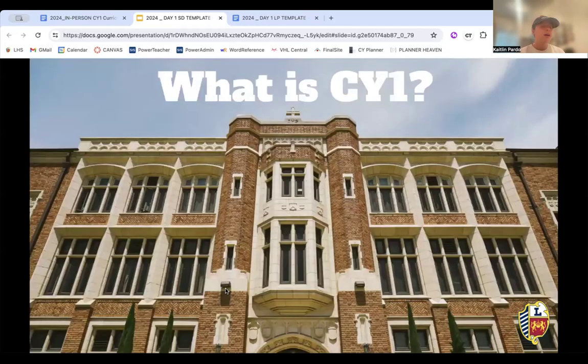Excellent. So you're in this thing called CY1. Does anyone know what CY1 stands for? You got it. It's Cub Year 1. Anyone know what the subtitle is? First year foundations. So essentially, what is CY1? CY1 is an opportunity to support you in your first year at Loyola.